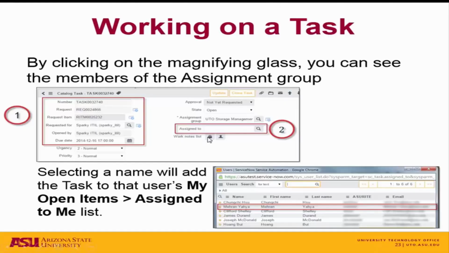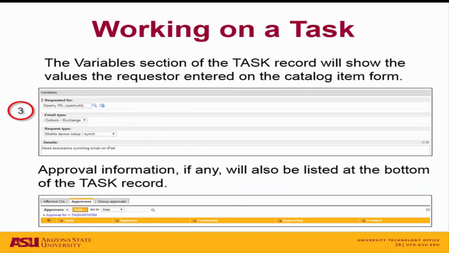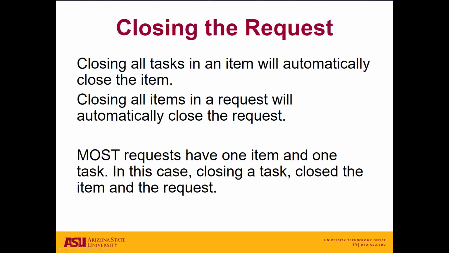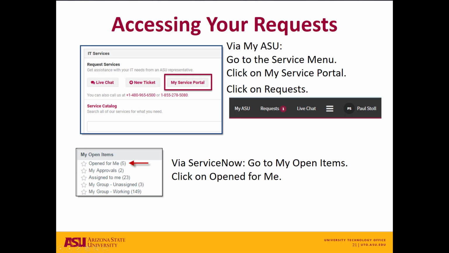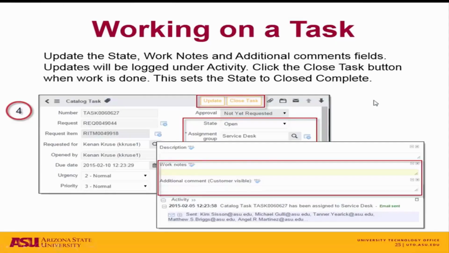The variables of the task record show the information that the person put in as they requested the task. Any approval information will be listed down in the Approver section at the bottom of the task record. As you work through the task, you can update the description, the work notes, those are internal to people who only use ServiceNow, and additional comments. Additional comments will be sent to the customer each time you save or update the record if you've put in new comments. When you're done, click Update to save and dismiss the record, or if you've completed the task, click Close Task.